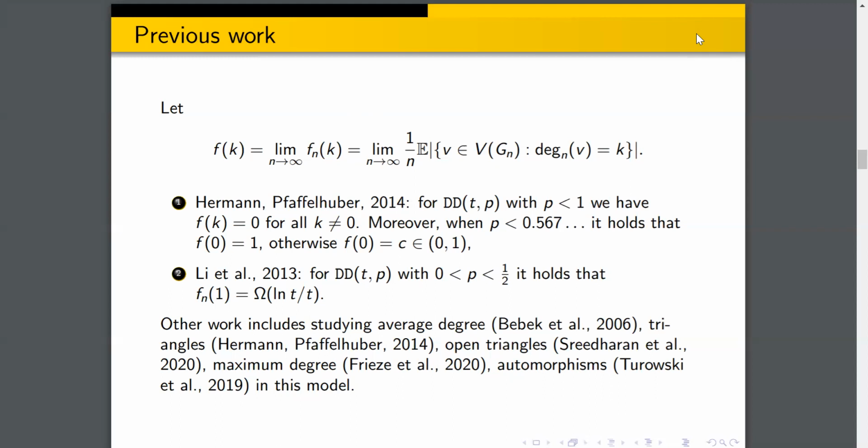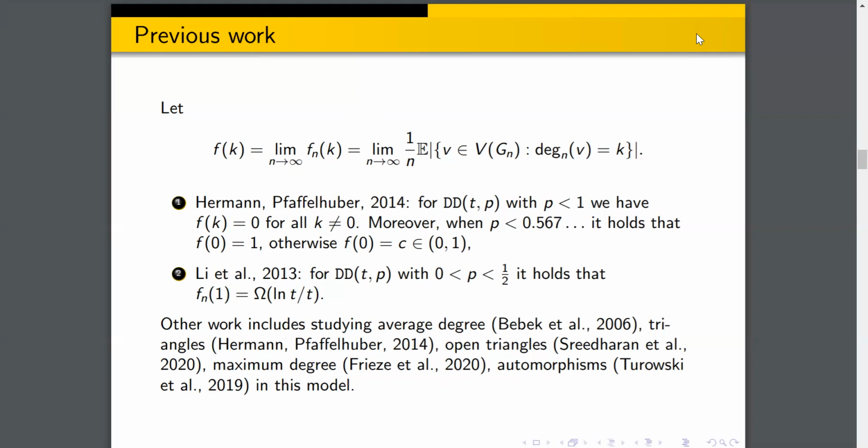Moreover, if we look at the isolated vertices, if p is small enough, less than 0.67, we get that almost all vertices are isolated. That is, the probability that the fraction of vertices which are isolated tends to 1. Otherwise, it tends to some constant value between 0 and 1.